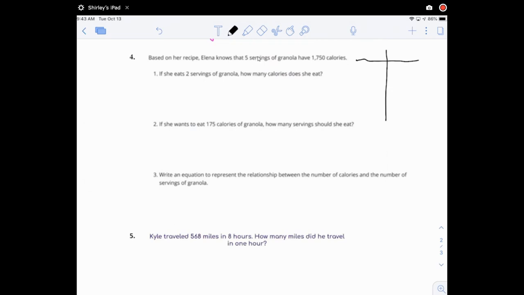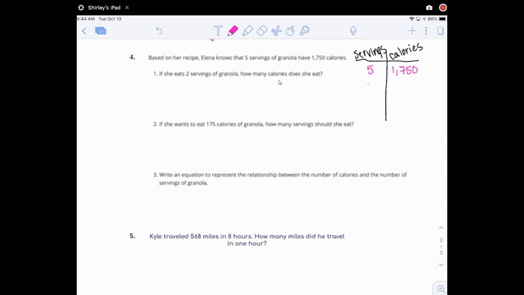So what am I comparing here? Servings to calories. So even if one's not given to us, we can just draw one in so we can go ahead and answer all of the problems the same way. So this sentence tells me where I can start my table. 5 servings for 1,750 calories. So 5, 1,750. If she eats 2 servings of granola, how many calories does she eat?